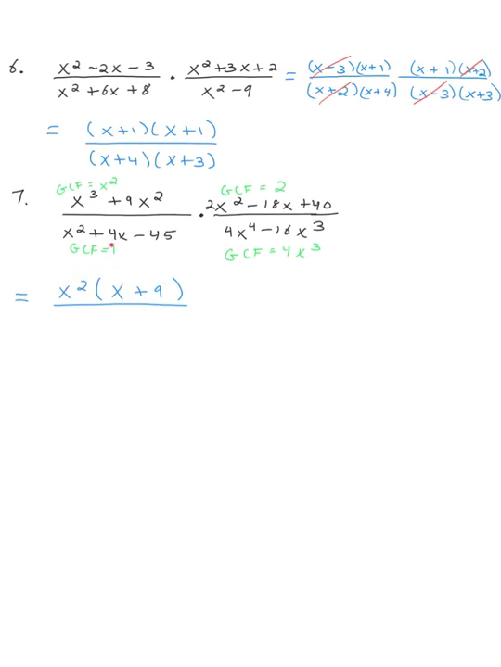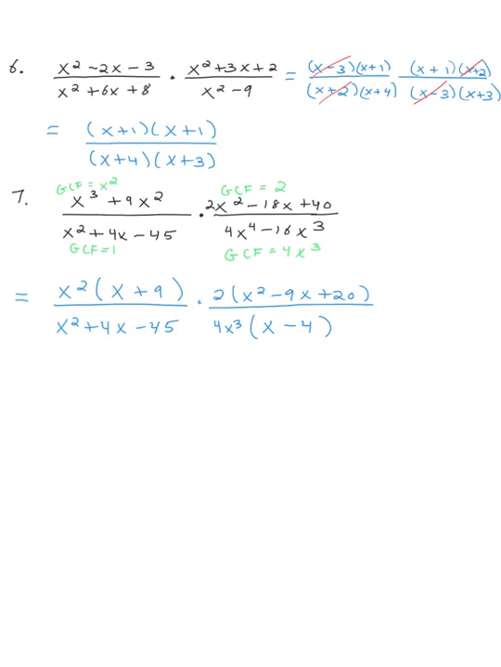X squared times x is x cubed. X squared times 9 is 9x squared. Can't do anything with the denominator in terms of the greatest common factor. Okay, in the numerator of the second fraction, if you take out 2, you're left with x squared minus 9x plus 20. And in the denominator, if you take out 4x cubed, that's 4x cubed times x minus 4. All right.